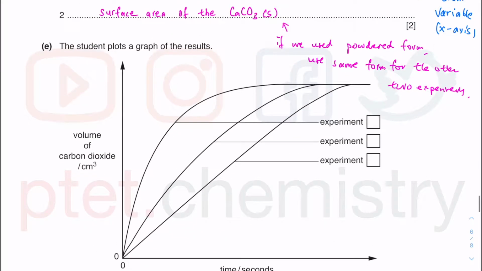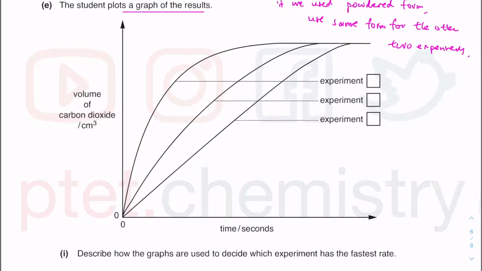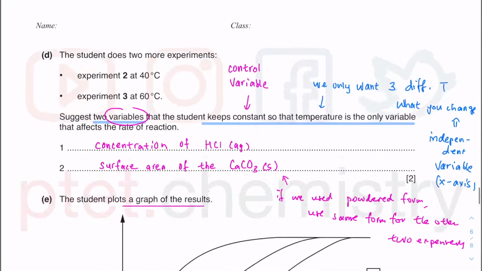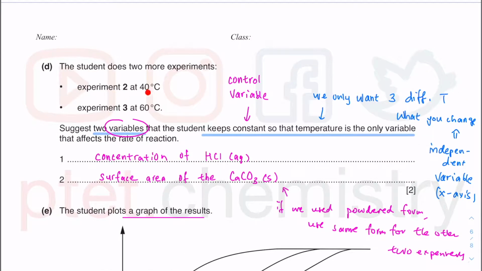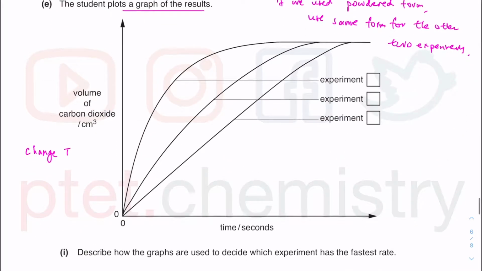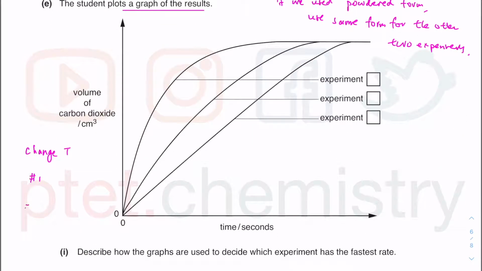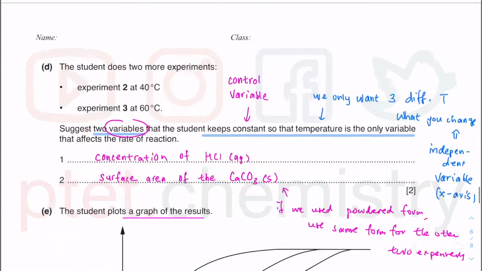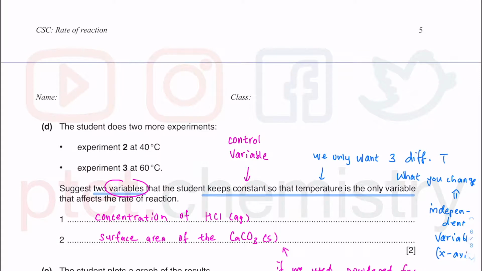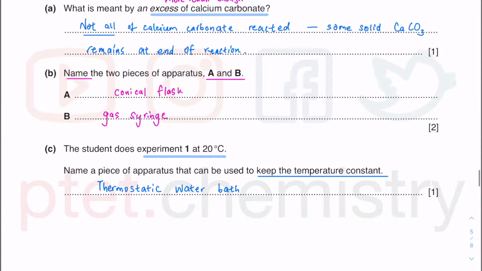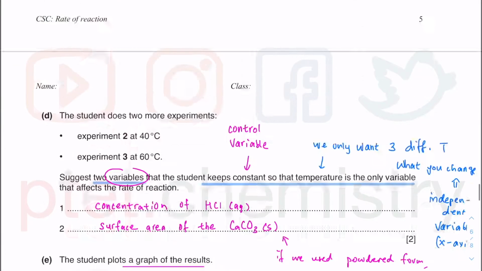Okay. Now the student plots a graph of the results. Remember that we are changing temperature here. If you read the question, experiment 2 was done at 40 degrees Celsius, experiment 3 was done at 60 degrees Celsius. So you have experiment 1, experiment 2, experiment 3. So this was 40 degrees Celsius, this was 60 degrees Celsius. Experiment 1 was at 20 degrees Celsius.